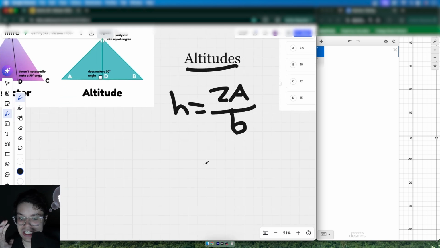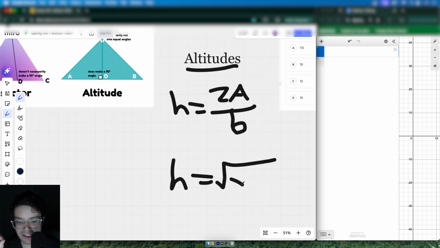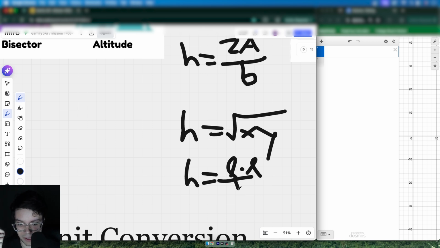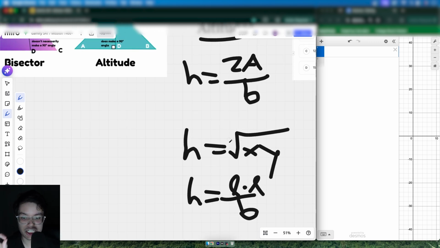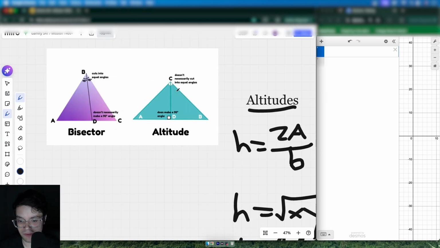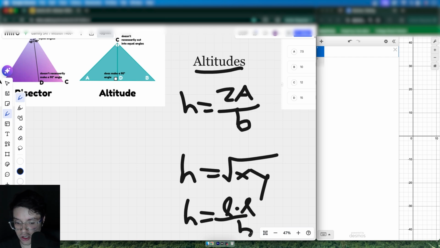What you really need to know are these next two formulas. h equals the square root of x times y, and then h is equal to length times length divided by base. Keep in mind, these can only work if the major triangle, the full thing, also has a 90-degree angle, like it does up here. If it was not a 90-degree angle over there, these two formulas could not work.